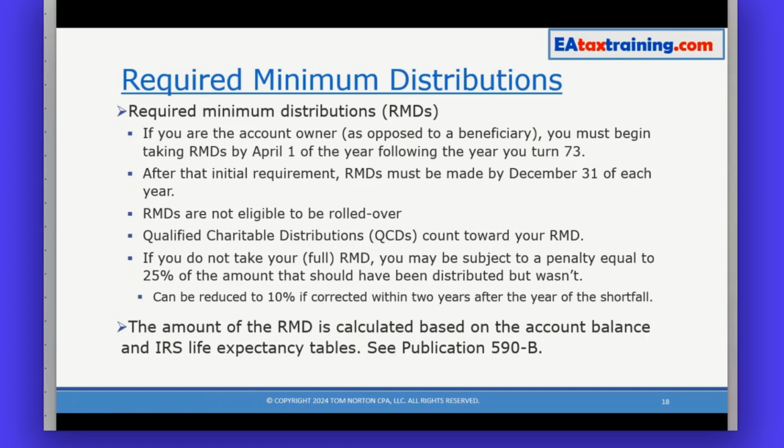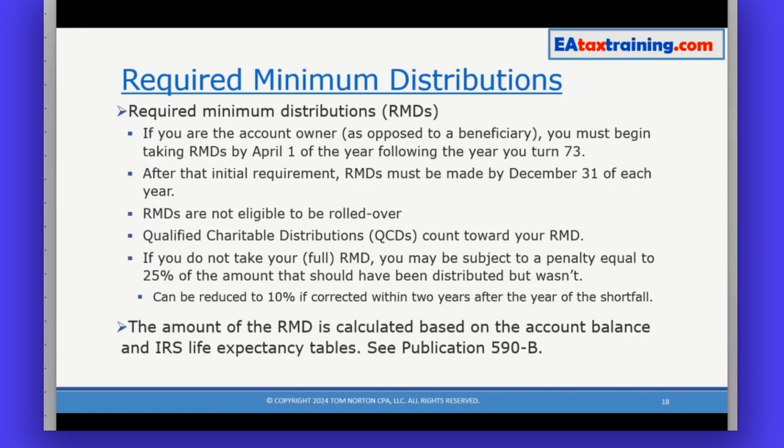So if you are the account owner as opposed to a beneficiary who inherited an account, which we'll talk about in a minute, but if you are the account owner, you must begin taking RMDs by April 1st of the year following the year you turn 73. So that 73 is a new number. It used to be 70 and a half, and then they kind of eased it in, and each year it went up a little bit. So now we've reached the maximum, at least for now, unless they change the law, and that is 73.